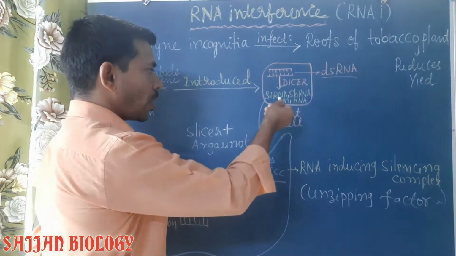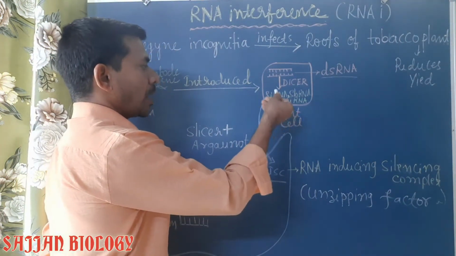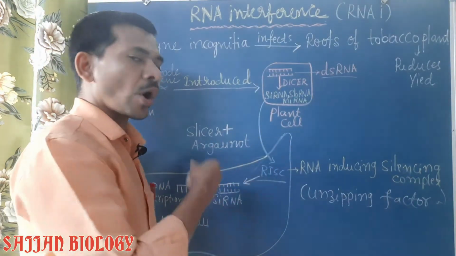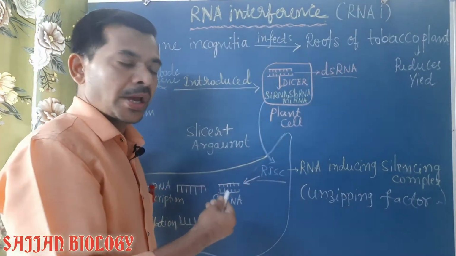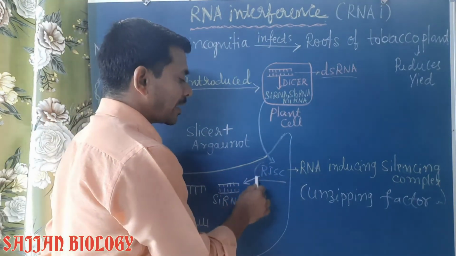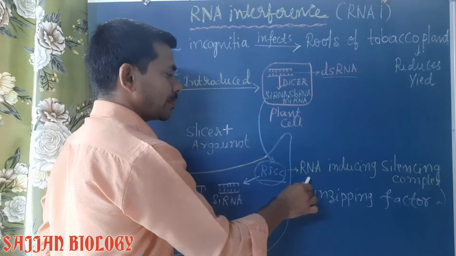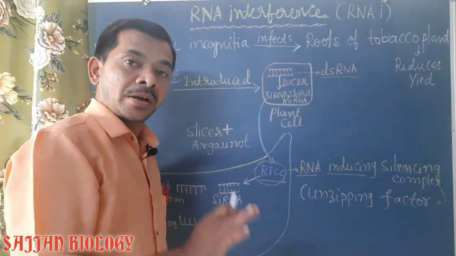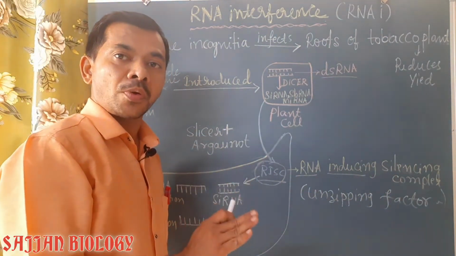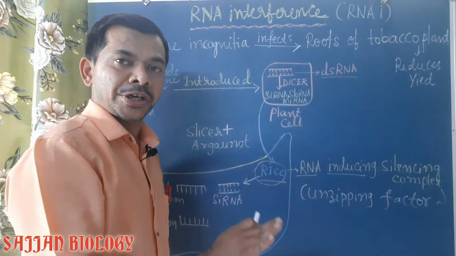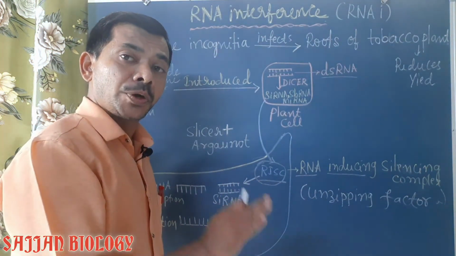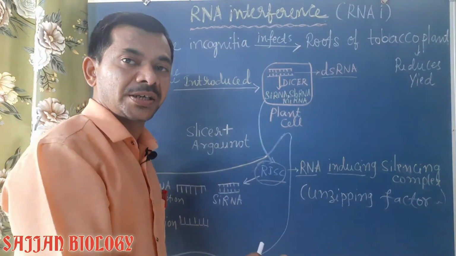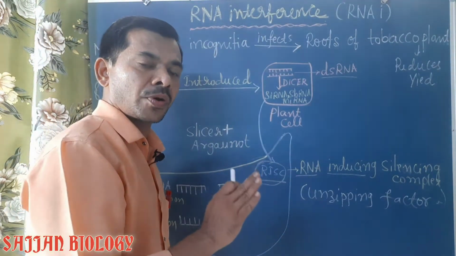Along with these RNAs there are certain protein complexes like Slicer and Argonaute proteins, and together they form a RISC, as you can see. RISC is nothing but RNA induced silencing complex. RISC is a multi-protein complex. It is a very important factor.